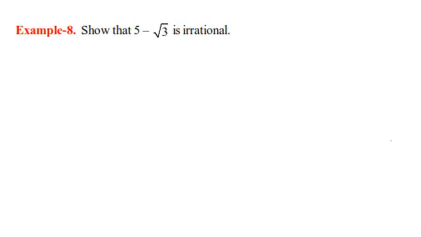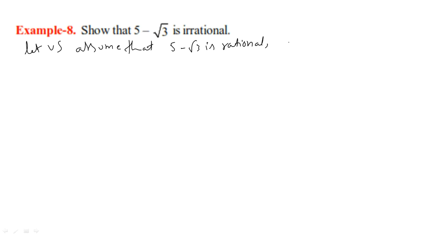Example 8. 5 minus root 3 is irrational. Here also we are using the contradiction technique. See students, if you feel that I am going very fast, you can put it in the comment section, and you can reduce the speed also in the settings. You can put it to 0.75. Let us assume that 5 minus root 3 is rational.